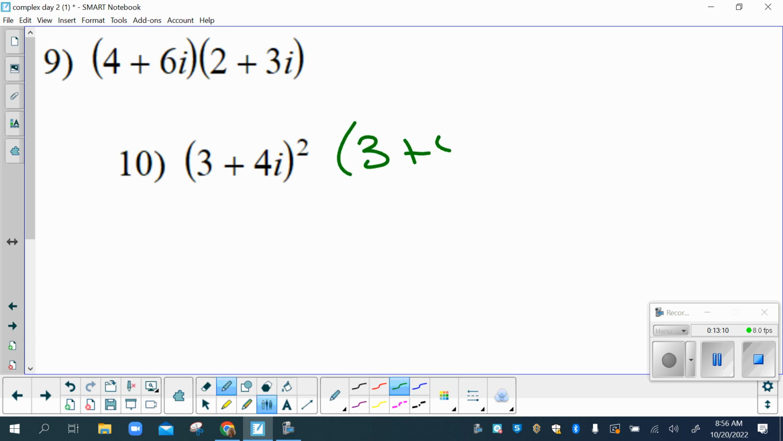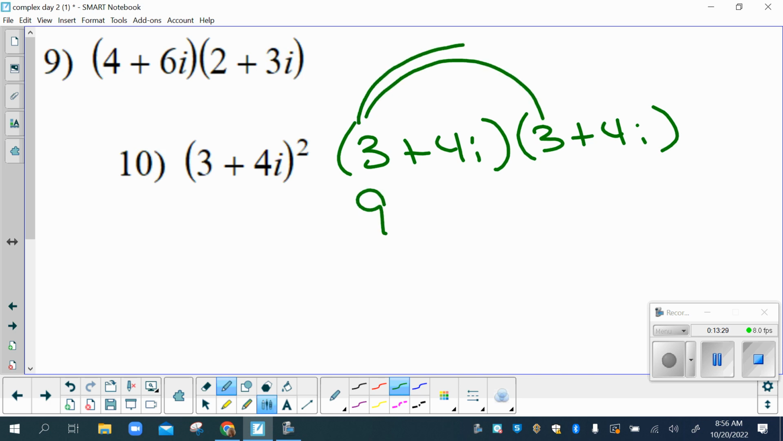3 plus 4i. You guys are freakishly quiet. 3 plus 4i. When you get an answer you like, you should have a real part and an imaginary part, right? It's a complex answer. It's complicated.